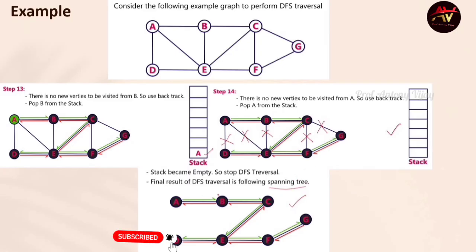See here we have 7 vertices. Out of that, how many edges do we have? 1, 2, 3, 4, 5, 6. So for 7 vertices we have only 6 edges. This is called a spanning tree. So this is called depth first search. We are applying this with the help of the stack data structure.